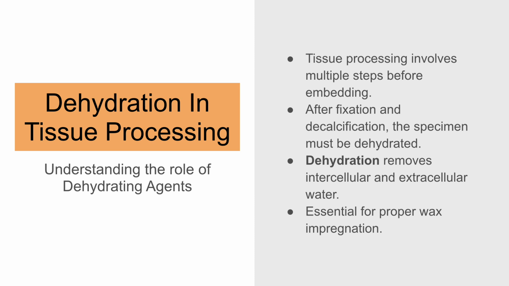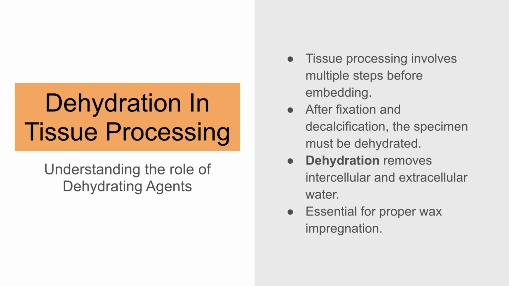Today we'll delve into the critical role of dehydration in tissue processing, particularly focusing on the use of dehydrating agents. Understanding this process is essential for anyone involved in histopathology or tissue analysis. Tissue processing is a meticulous procedure that involves multiple steps before we can embed the specimen in paraffin wax. This sequence is crucial for preserving the cellular structure and ensuring accurate analysis. Each step builds upon the last, ultimately leading to a high-quality tissue sample.